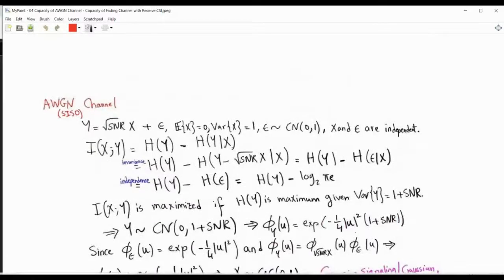Capacity is foundational, and in this course we will compute probabilities of error, and we will use capacity also. Let's focus first on the SISO AWGN channel. SISO means everything is scalar, and this is our model. We use symbols where the variance is 1, the noise is CN(0,1), x and epsilon are independent, and there is no channel here. I am assuming that the channel has a constant gain equal to 1. So that's an AWGN channel.